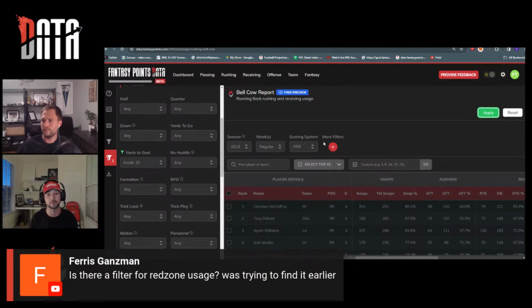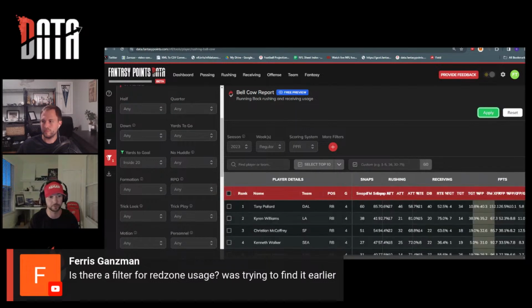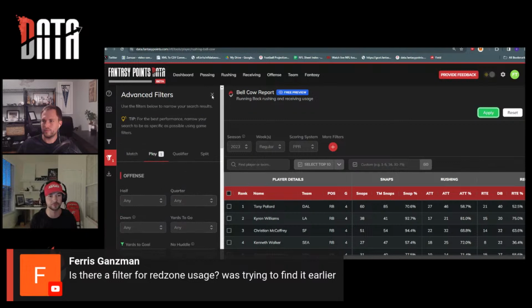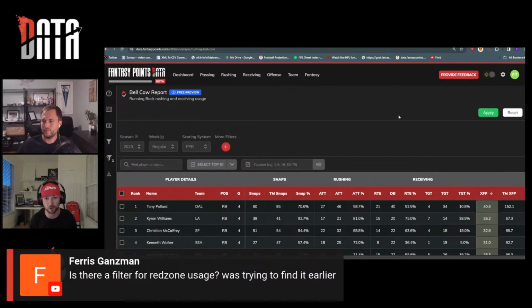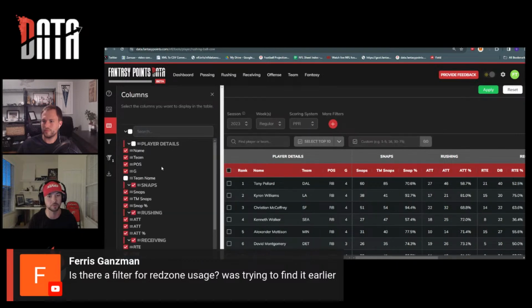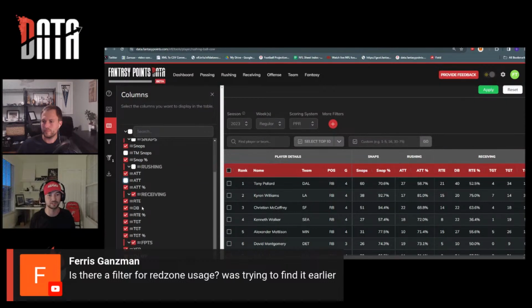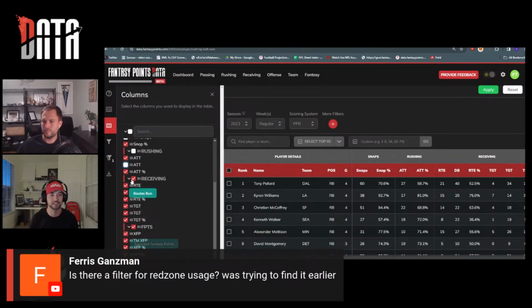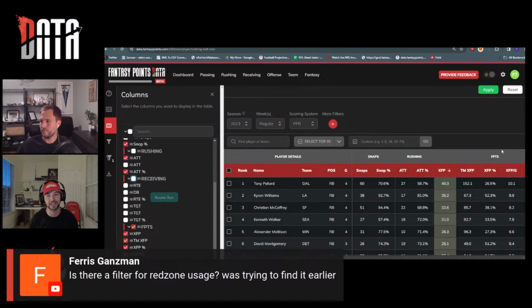And I love doing this in the bell cow report, because not only does it tell you a player's snap and route share in the red zone, which is data that, at least to my knowledge, you really can't find anywhere else, but it will also tell you a player's expected fantasy points in the red zone, where we see that our boy Tony Pollard has been earning the best red zone usage of any running back this season. Pretty great stuff. And again, these are stats you absolutely cannot find anywhere else. Maybe there are other sites that have expected fantasy points, but they aren't letting you filter down to this kind of crazy granular stats.